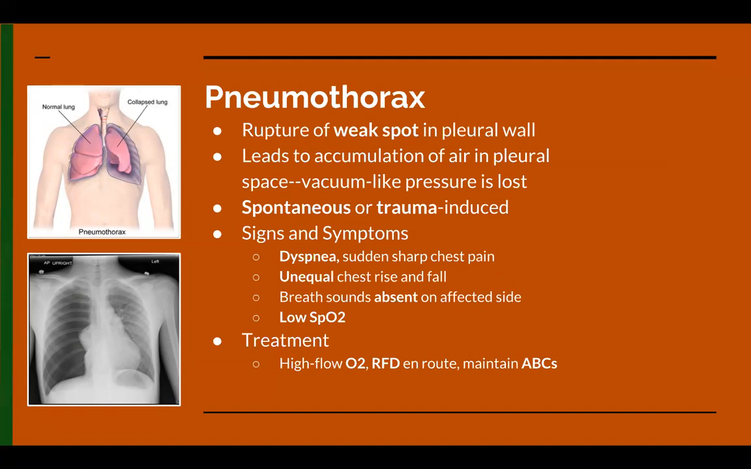So signs and symptoms for pneumothorax, obviously there's going to be dyspnea. They might complain of a sharp chest pain as well. The really common one is unequal chest rise and fall, because only one lung is working how it should and the other is collapsed. And so one's going to be rising a lot more than the other. And again, with the breath sounds, make sure you're also taking those with these patients, because when you listen to the breath sounds, one's going to be absent.